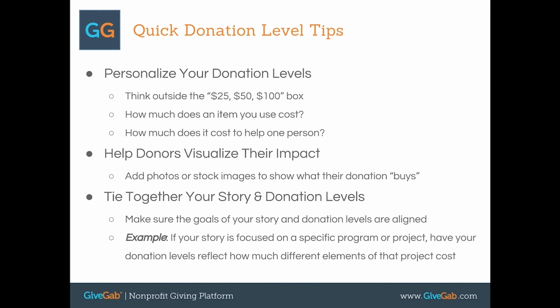You also want to tie together your story and your donation levels, and that means making sure the goals of your story and your donation levels are aligned. For example, if you want to get 100 donors, but you start your donation levels at $1,000, you probably won't reach that goal of 100 donors. Maybe start your donation levels at $5 or at $10. So that again, the goal that you set is aligned with your donation levels and aligned with your story.